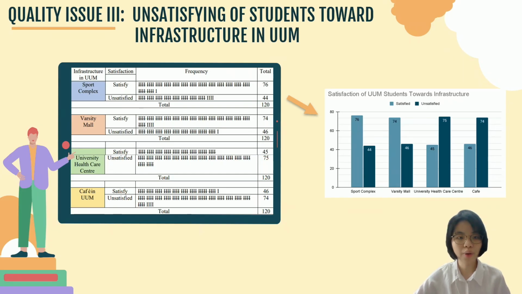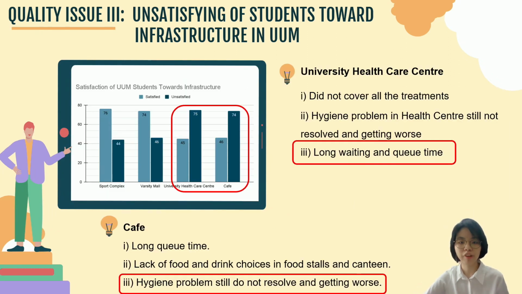Thank you. Now, I will proceed to the third quality issue, which is unsatisfying of students towards infrastructure in UUM. We had investigated the four infrastructures in UUM, which are sport complex, varsity mall, university healthcare center, and cafe in UUM. The data collected is recorded in the form of a check sheet, and we analyze it using the histogram. From the histogram, we clearly see that there are 75 respondents not satisfied with the condition and service provided by the University Healthcare Center, and 74 respondents not satisfied with the condition and service provided by the cafe in UUM. The two infrastructures that are not satisfied by respondents are University Healthcare Center and the cafe in UUM.